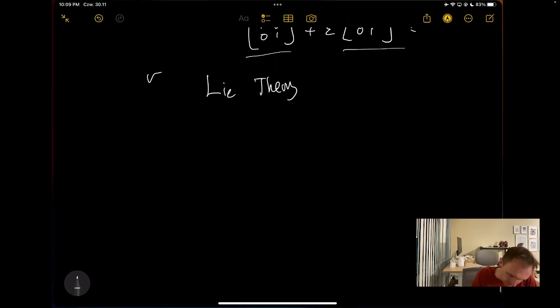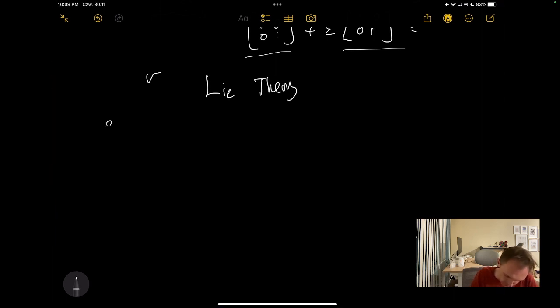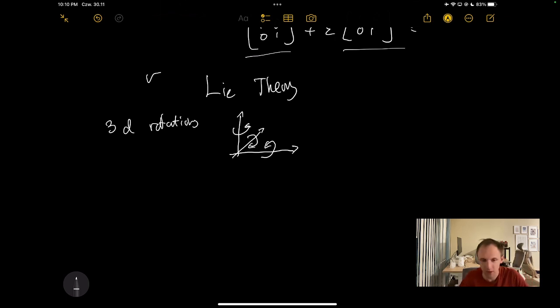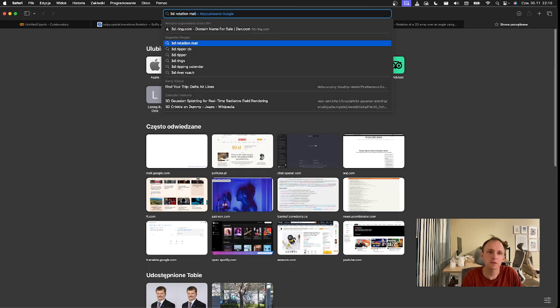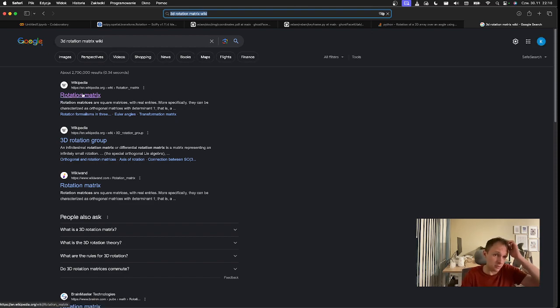So now we're going to look at 3D rotations. For 3D rotations, we can have rotation around this axis, and rotation around this axis, and rotation around this axis. And there's a kind of complicated formula, right? So the 3D rotation matrix wiki. I will show you how I reason about it, how I remember it.